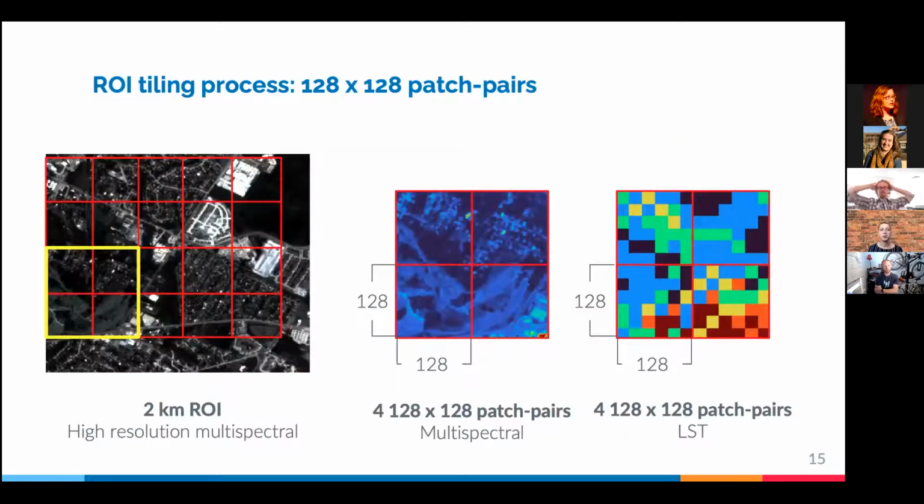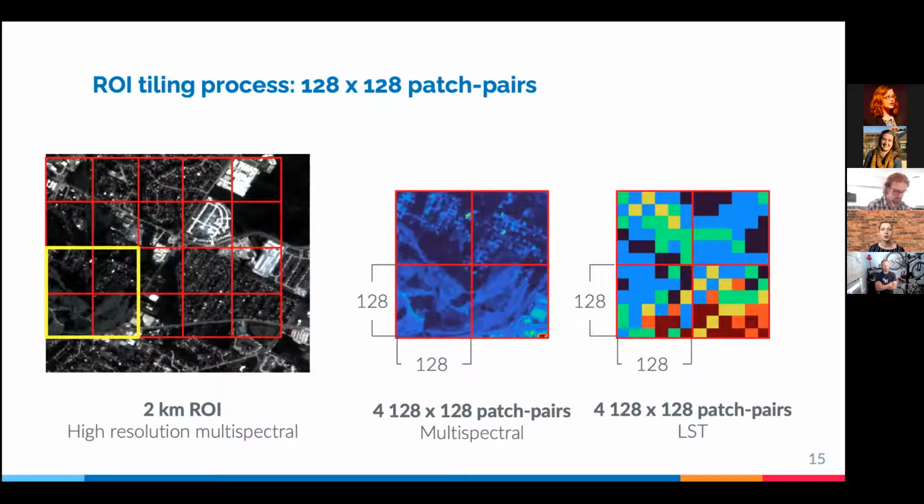So the next step was to split each of these 2 kilometer ROIs into non-overlapping 128 by 128 pixel patches. And then each patch was saved as its own unique georeferenced TIFF file. So the 128 pixel patch size is based on RGB imagery. So each pixel is assumed to be 3 meters in spatial resolution.